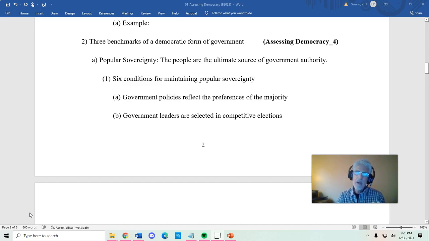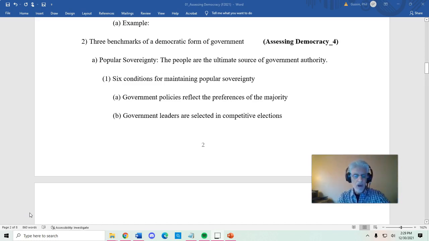And at the same time, governmental policies are supposed to reflect the preferences of the majority over time. In other words, if the majority wants policy A at one moment, and then 2 years later they change their mind and they want policy B, and then 3 years later they go back to wanting policy A, the government isn't supposed to shift back and forth in terms of policies. That governmental policies are supposed to reflect the majority's preferences over time, what we'll call stable preferences over time.